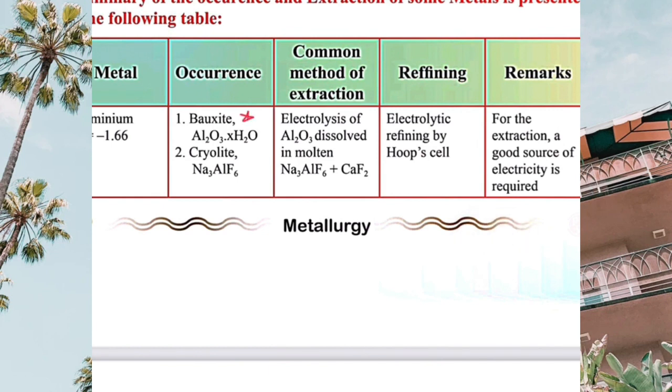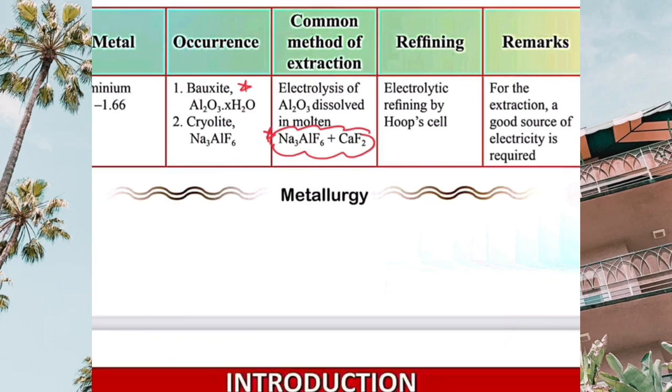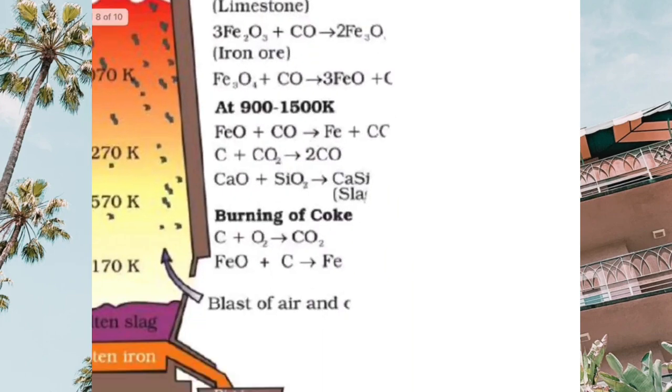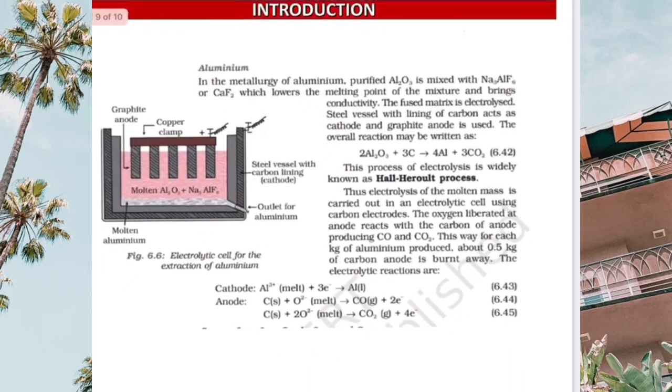Finally, aluminium. The ore of aluminium is bauxite. And one important question is there from NCERT. Pure alumina is a bad conductor. To increase the conductivity and decrease the fusion temperature, we are adding cryolite and fluorospar. Let us discuss this. Very important.